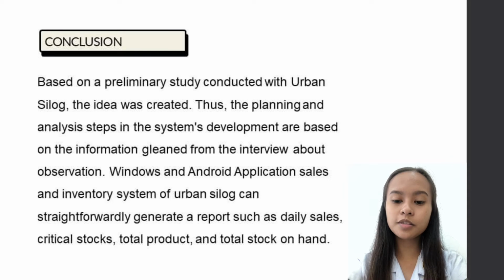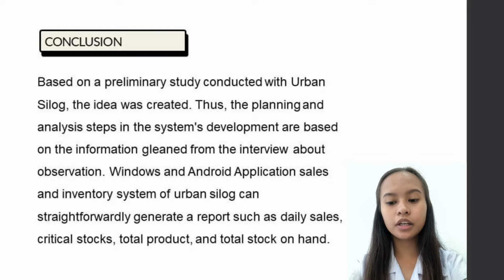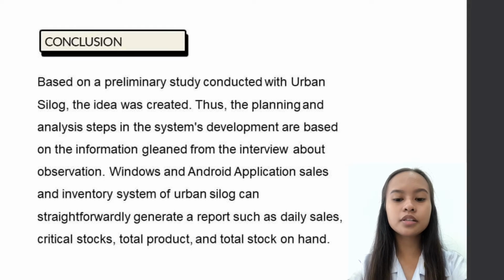The respondents' assessment of the usability of the system results in overall 4.53, which is interpreted as strongly agree. The respondents' assessment of the efficiency of the system results in overall 4.26, which is interpreted as strongly agree. The respondents' assessment of the portability of the system results in overall 4.20, which is interpreted as strongly agree.